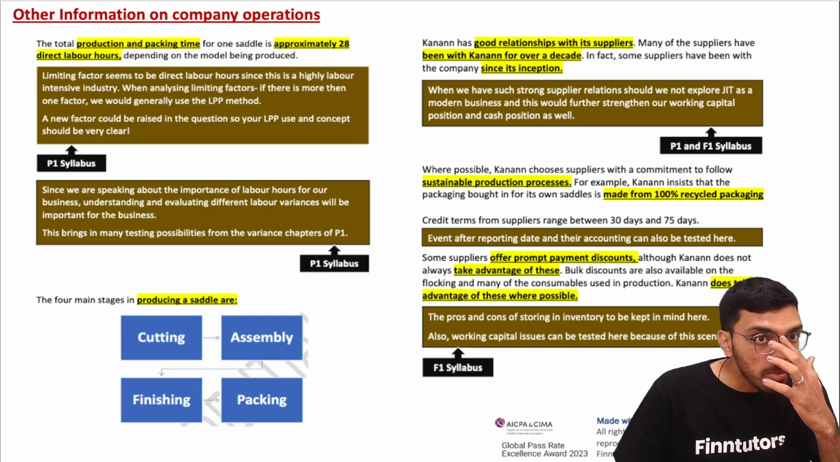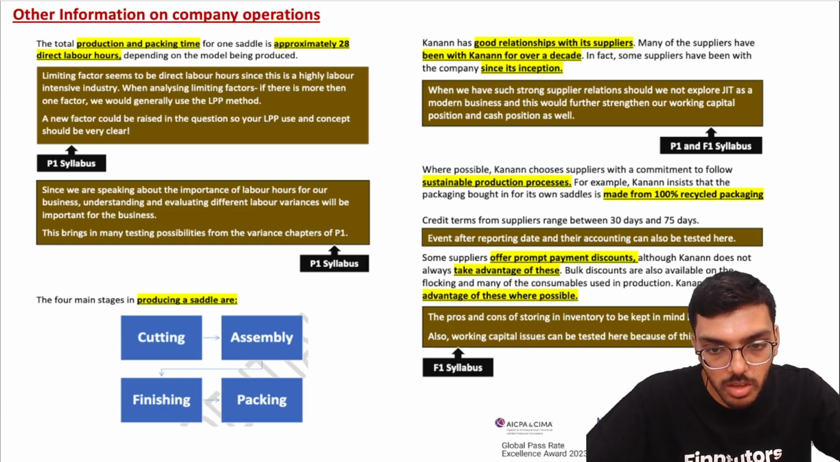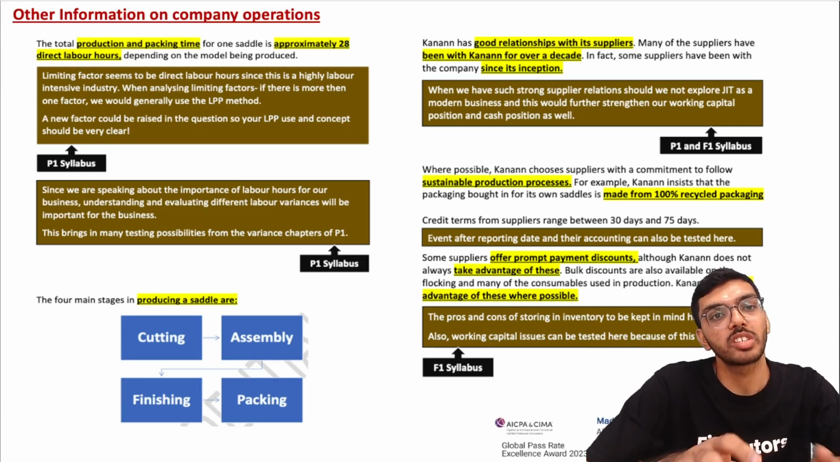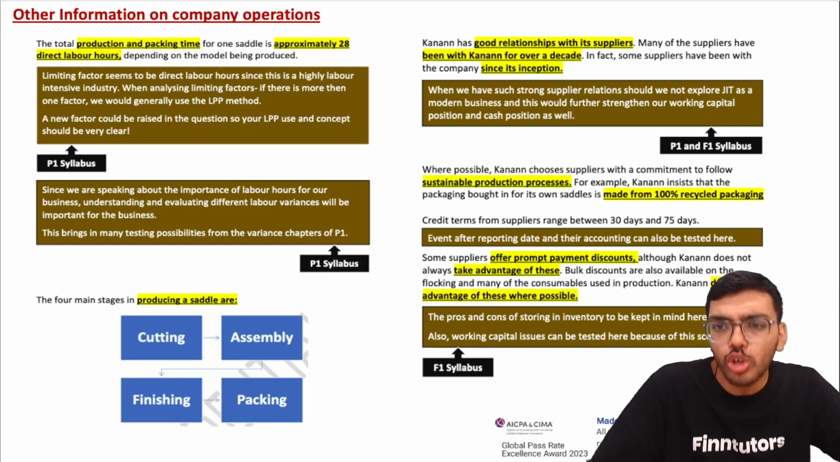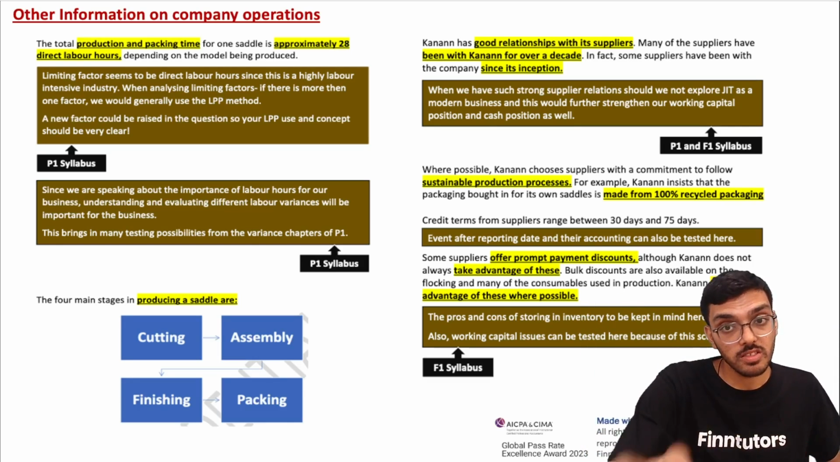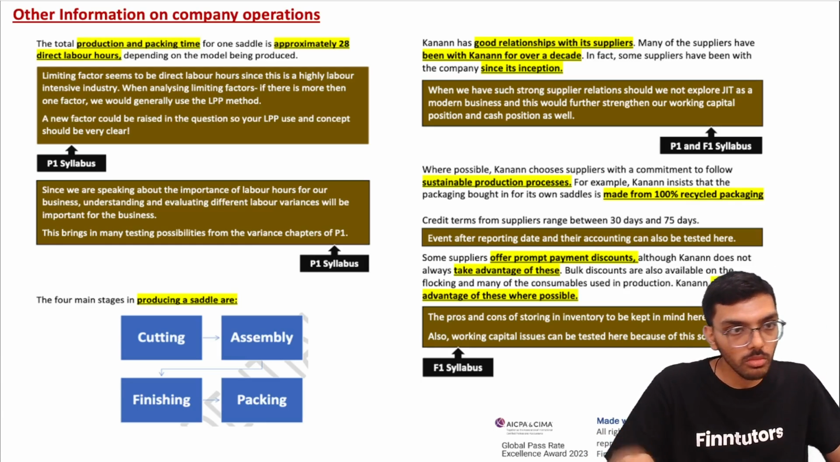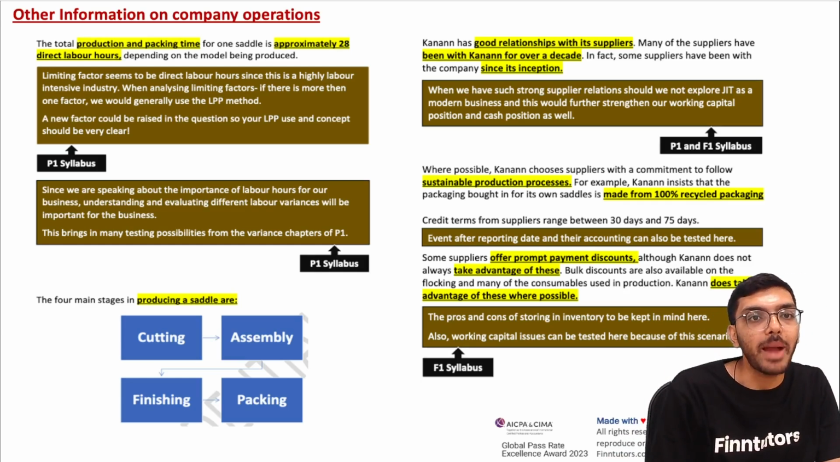Now let's discuss some other information on company operations. Obviously any big company, or any company, medium sized or small, has a lot of operations that we need to discuss. Again, this is a summary, so I'm looking at important aspects. So the total production and packing time for one saddle, they say, is approximately 28 direct labor hours, depending on the model that is being produced.